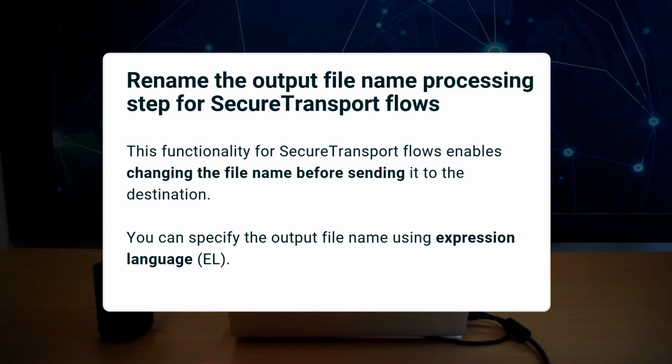Rename the output file name processing step for secure transport flows. This is a new functionality for secure transport flows which enables changing the file name before sending it to the destination. You can specify the output file name using expression language.